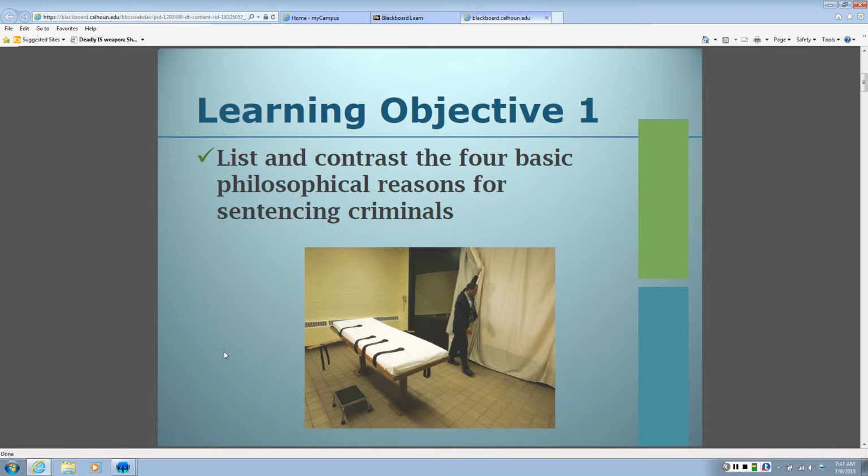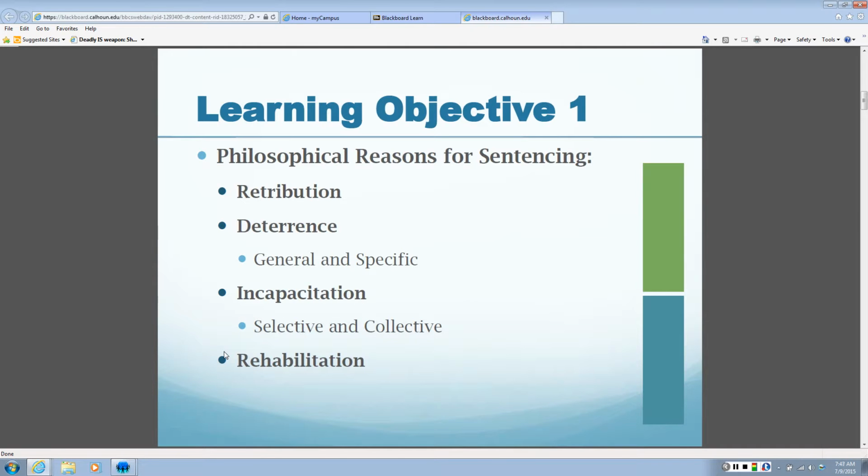Okay, there are 4 basic philosophical reasons for sentencing, and those are retribution, deterrence, incapacitation, and rehabilitation. I'm going to talk about each one of those.